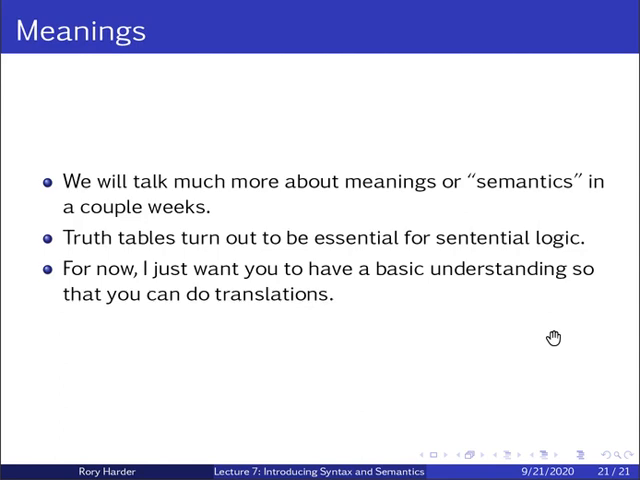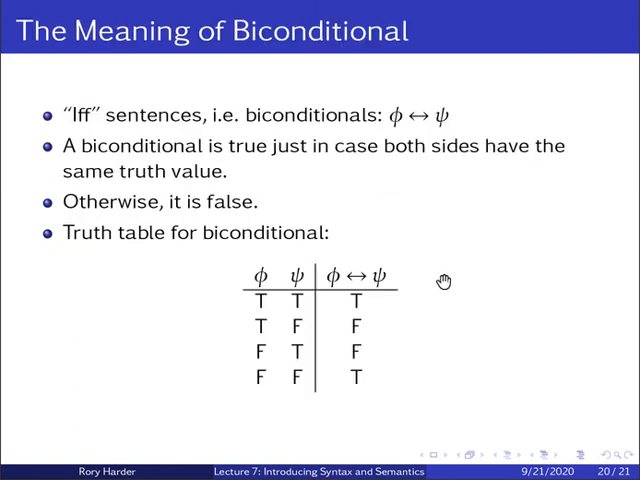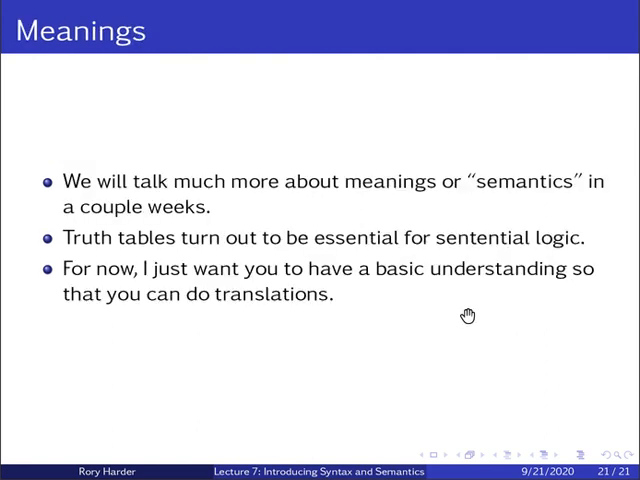In a couple of weeks, we will talk much more about the meanings, or semantics, of what we just covered. These truth tables that we just looked at are an essential part of understanding the semantics for sentential logic, and we will come back to these and discuss them in much more detail. But for now, I just want you to have a basic understanding of the meaning of these symbols in our language, which might help you do your translations.